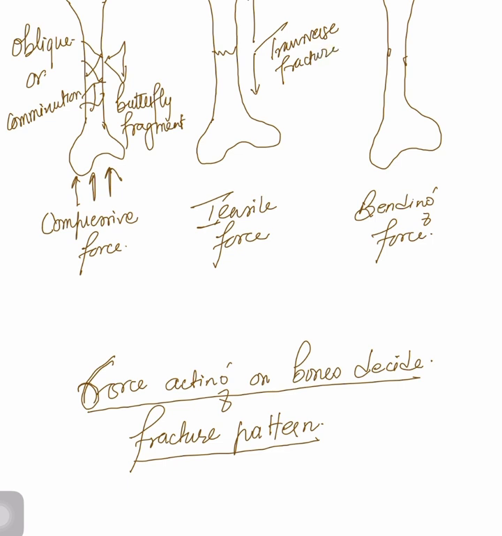Now moving on to the next force, the bending force. When a bone is bent, it creates force on two cortices. The side toward which the bone is bent experiences compression, while the cortex which is stretched experiences tensile force, resulting in a variety of fracture patterns following application of bending force.